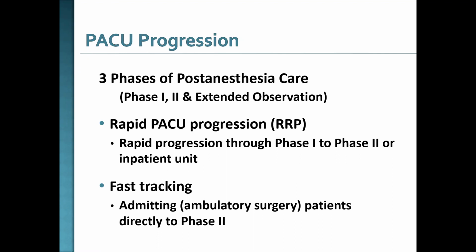If a patient is doing really well, the patient may go rapidly through phase 1 to phase 2 and into an inpatient unit. Fast tracking is another accelerated system of care which involves admitting ambulatory surgery patients directly to phase 2 care. These types of programs are used to facilitate patient recovery and are specific to each surgical procedure.